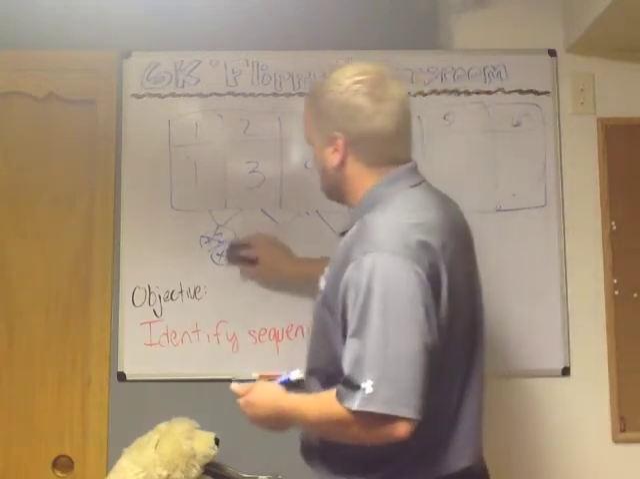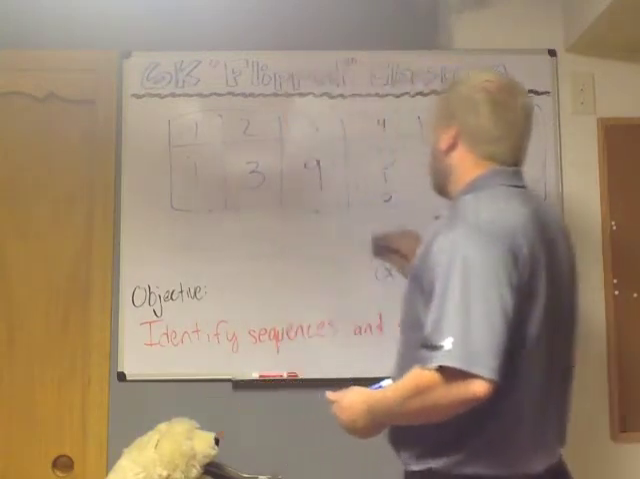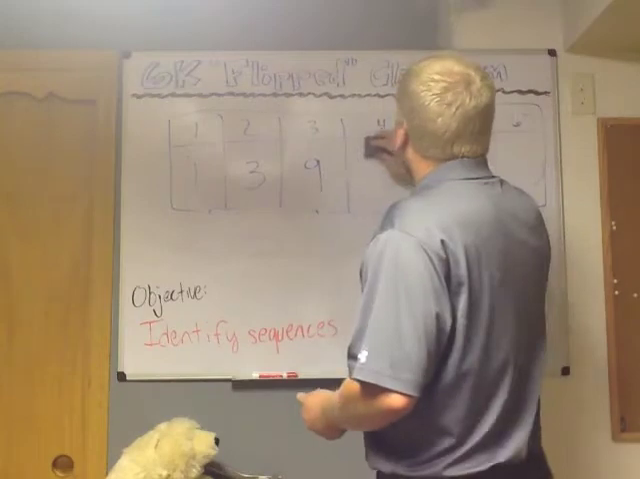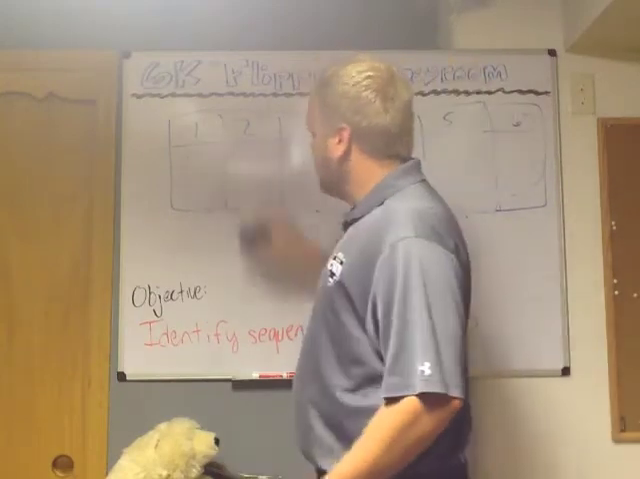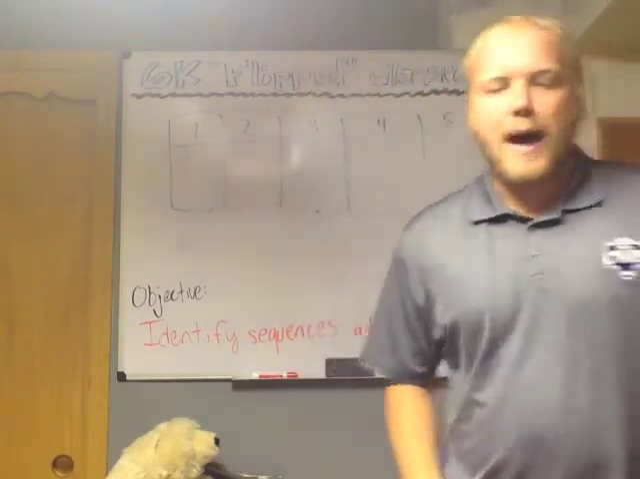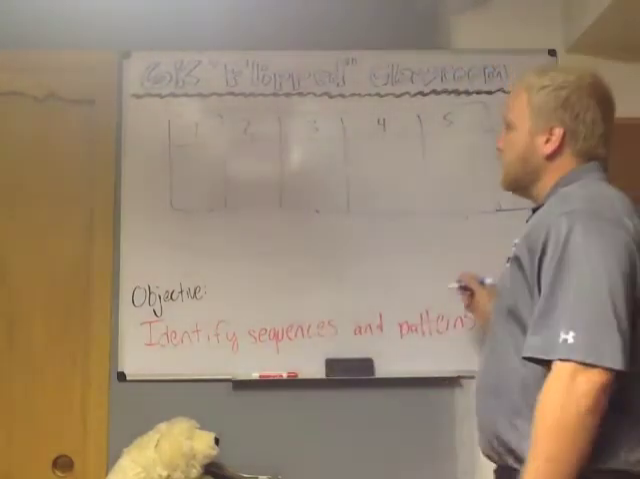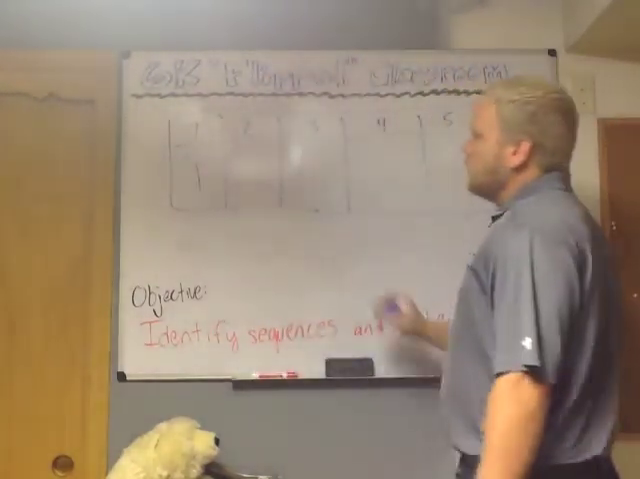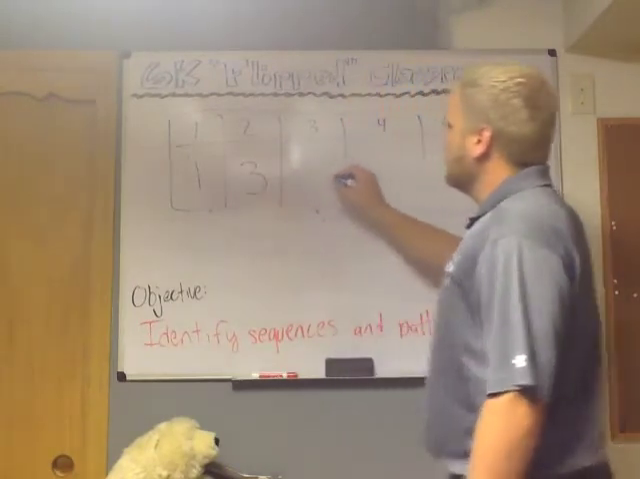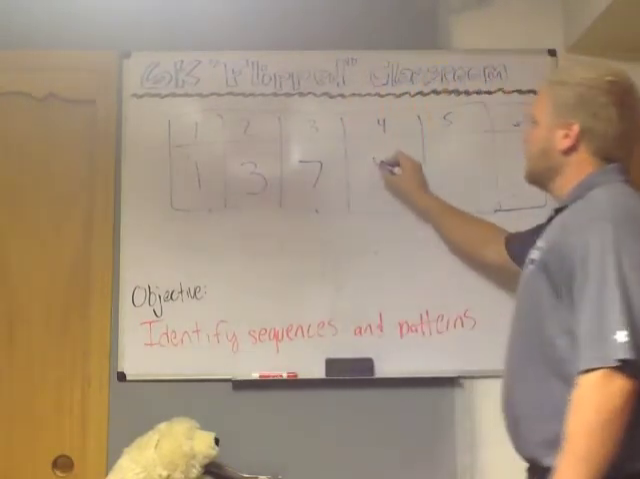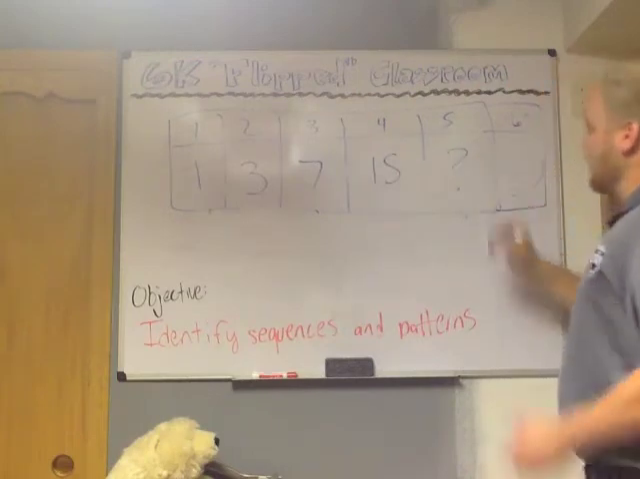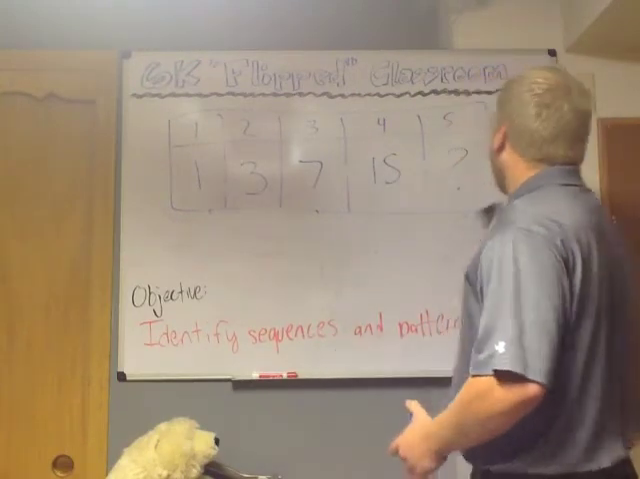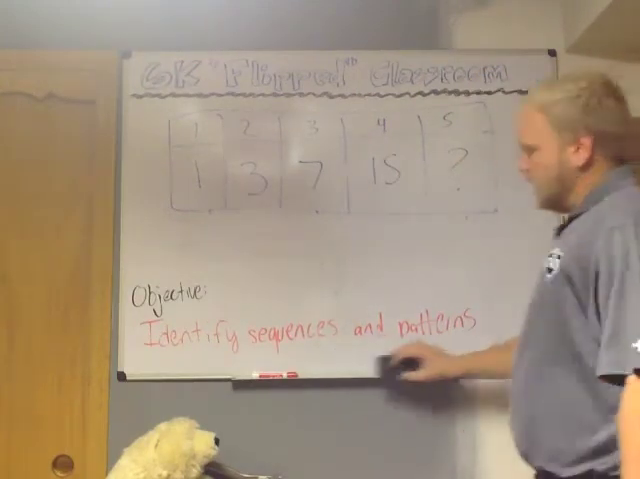Now here's the challenge one. I'm going to give you a clue before we start. This one involves both. You have to add and multiply, which will happen sometimes. So this one starts out with 1, 3, 7, 15, and then question mark for the fifth one. And I want you to solve that one. Ready? Go.